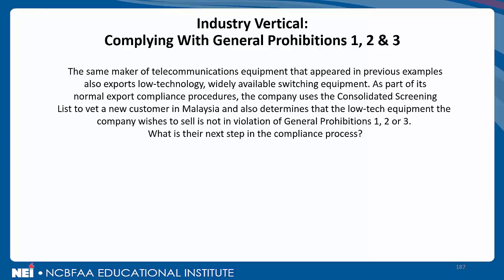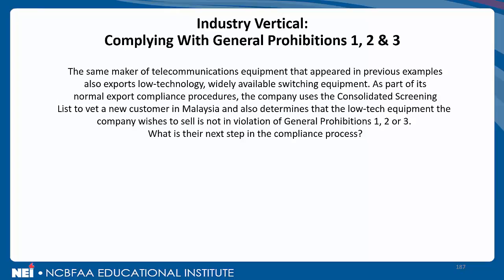But for now, let's refocus on what we mean by not in violation of General Prohibitions 1, 2, or 3. Well, you'll recall, we hope, that General Prohibition 1 deals with exports and re-exports of controlled items to listed countries. So it's what the product is and where it's going. And no exports are allowed without a license or exception if the item in question, in this case our low-tech, widely available switching equipment, is controlled for a reason indicated in the applicable ECCN. Well, if this company is stating that they're not in violation of General Prohibitions 1, 2, and 3, by definition, it would not have an ECCN in the Commerce Control List.